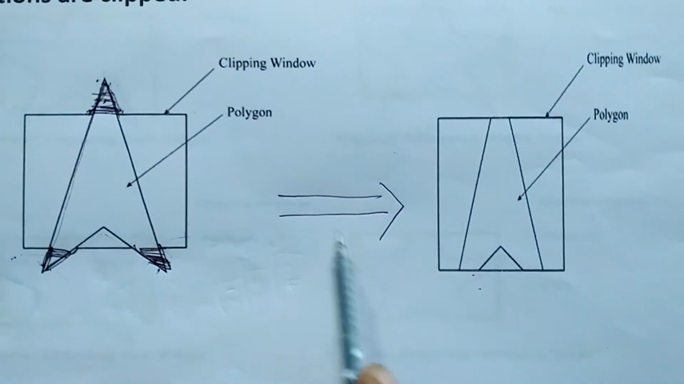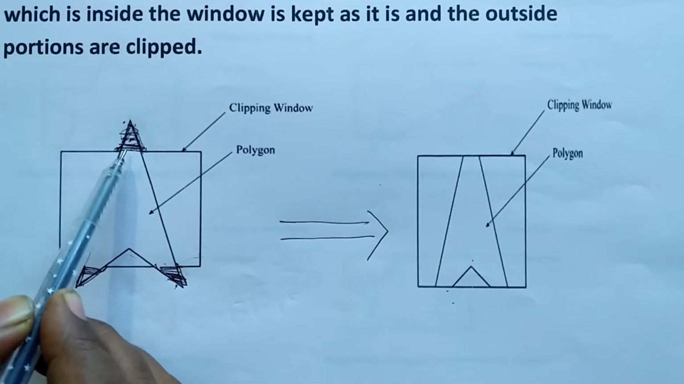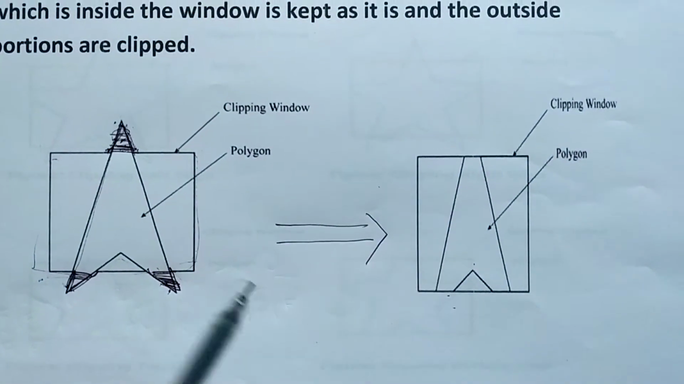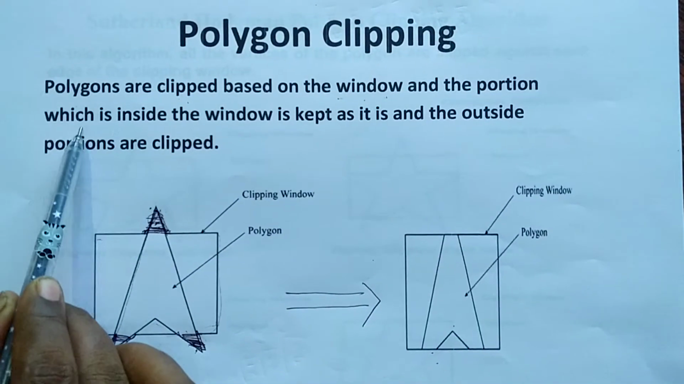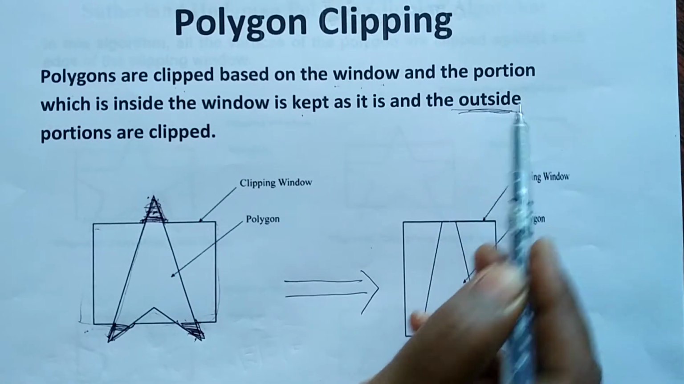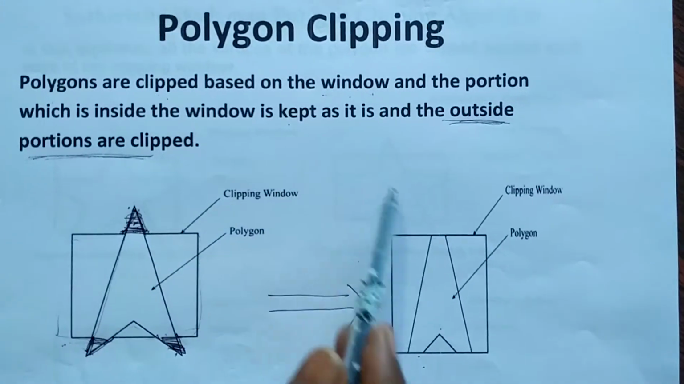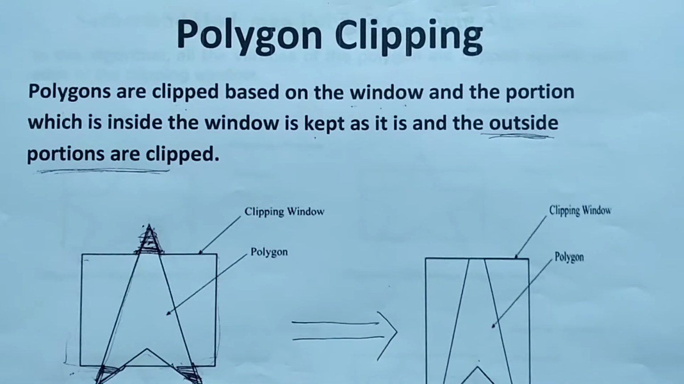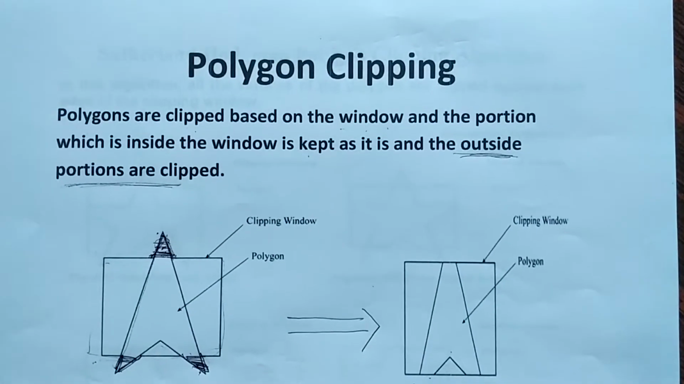So this is called polygon clipping. What is the meaning of polygon clipping? Remove the portion if it is outside the clipping window, right? So that is called polygon clipping. Polygons are clipped based on the window, and the portion which is inside the window we keep as it is, right? And the portion that is outside the window will be clipped or removed. This is called polygon clipping. Once you clip this polygon, we will get an object like this. To perform this type of polygon clipping, we need to understand the algorithm.